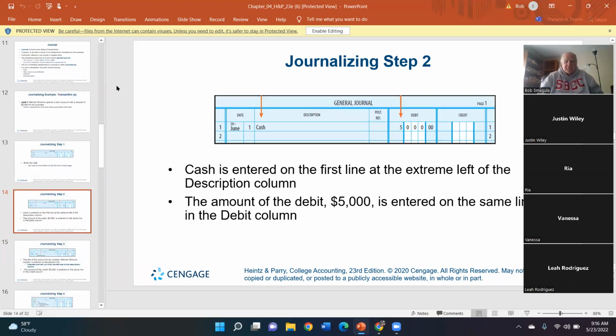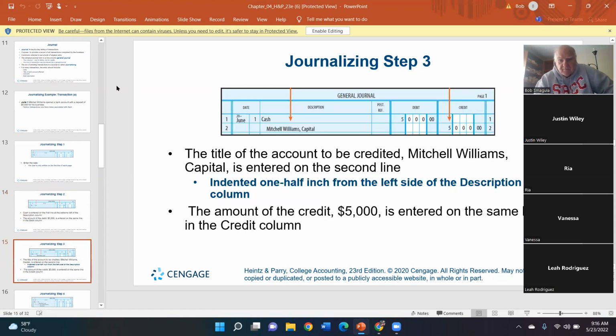So you start off with your debit, cash, and we put it under the debit column, dollars. And then we do Mitchell Capital, which is the credit. So take a look, please. You have a debit to cash, $5,000, and then a credit to Mitchell Capital for $5,000. That is our journal entry.